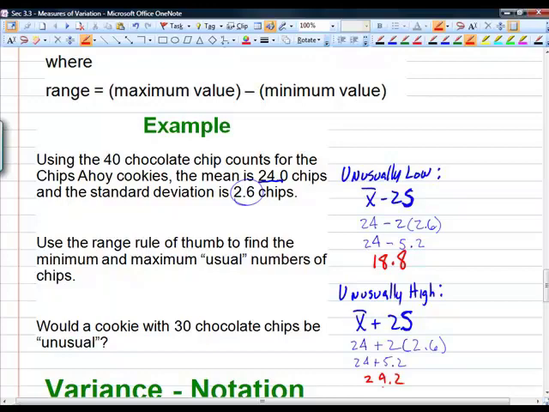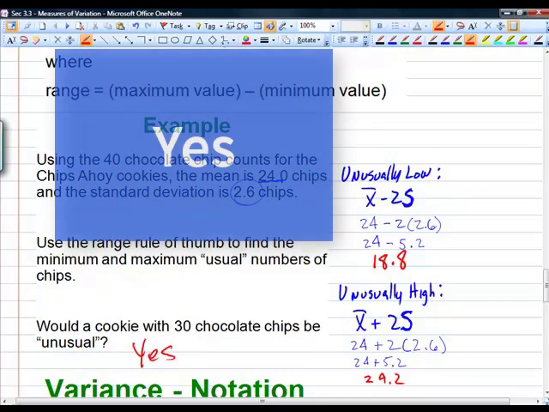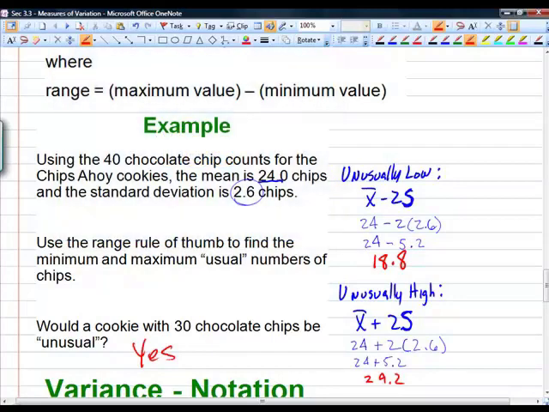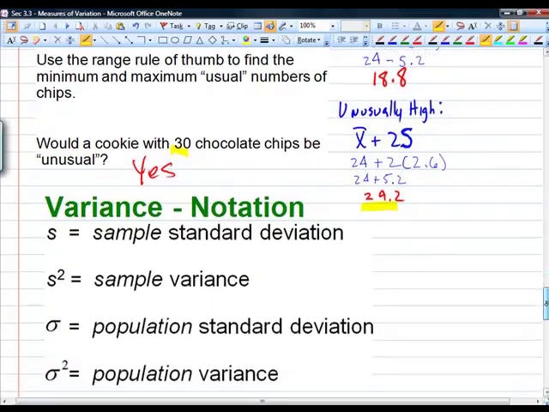So would a cookie with 30 chocolate chips be considered unusual? It's more than 29.2. 29.2 is the hard and fast cutoff. You can't look at this and say, well, 30 is close to 29, I'll let it slide. No, you can't do that. In the world of statistics, there has to be a point at which things go from usual to unusual. This number right here is that point. This number is above that point, so 30 would be considered unusually high. You can't say, oh, well, it's close enough, I'll let it slide. Nuh-uh, it's unusually high.